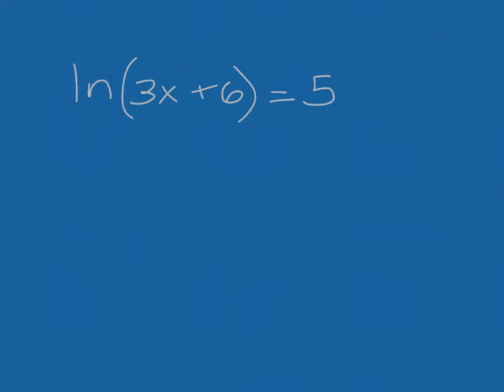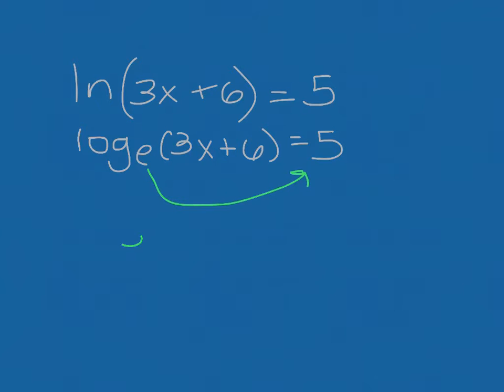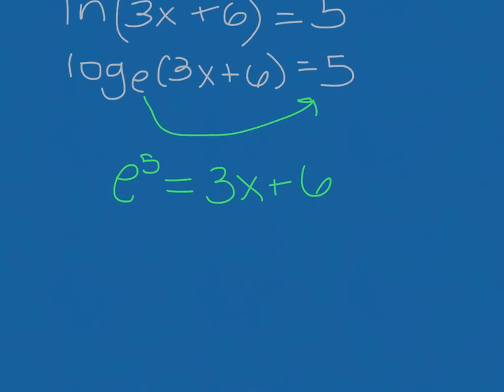Okay, so 1 ln, right? Not 1 on either side, so I'm not doing 1 to 1. This is go from log to exponential. So ln is log base e of 3x plus 6 equals 5. I want to convert this into exponential. E to the 5th equals 3x plus 6.